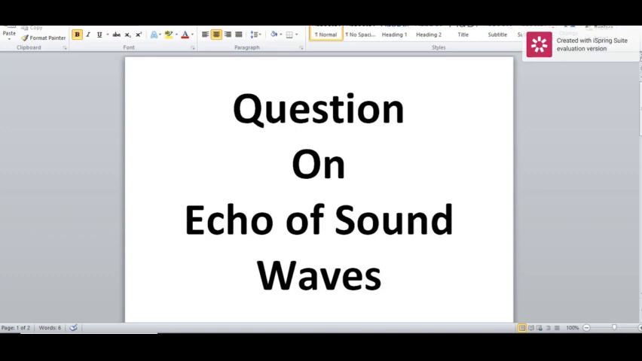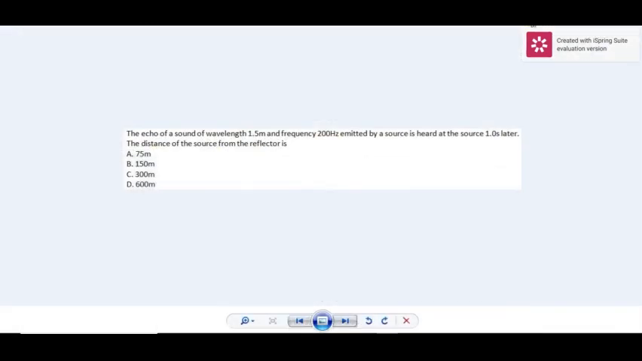This question is on echo of sound waves. The question says the echo of a sound of wavelength 1.5 meters and frequency 200 Hz emitted by a source is heard at the source 1 second later. The distance of the source from the reflector is.